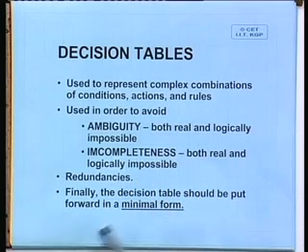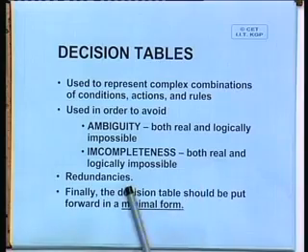Finally, the decision table should be put forward in a minimal form. So, essentially you are beginning with a minimal form, basically the decision rules are given to you in the form of complex logic. Expand them, try to formulate them in terms of elementary rules, see all combinations, avoid ambiguity, avoid incompleteness, remove redundancies, and again bring back the minimal form for practical use. So, that is the purpose of the decision table analysis.